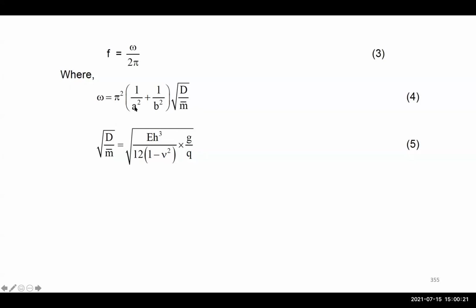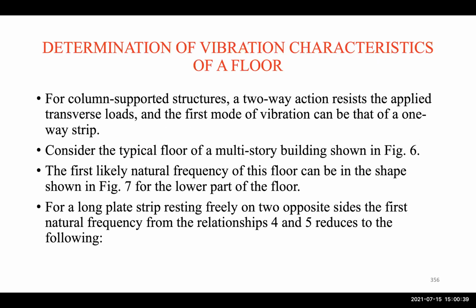A and B are the dimensions of the panels of the slab, and then square root of D over M is given in this equation, which is the function of, which we talked about, function of modulus of elasticity, Poisson's ratio, thickness of the slab, G, and the load on the slab. Okay. So for example, for column supported structures, two-way actions resist the applied transverse loads, and the first mode of vibration can be that of a one-way strip.